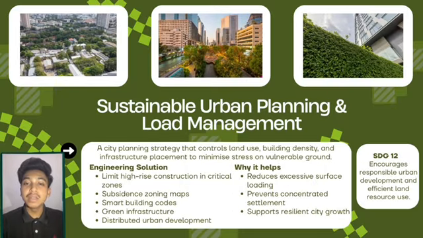Thirdly, a city planning strategy is employed to control land use, building density, and infrastructure placement to minimize stress on vulnerable ground. Key engineering solutions include limiting high-rise construction in critical zones, utilizing subsidence zoning maps, implementing smart building codes, developing green infrastructure, and promoting distributed urban development. These actions reduce excessive surface loading and prevent concentrated settlement to support resilient city growth. This strategy supports SDG 12 by encouraging responsible urban development and efficient land resource use.